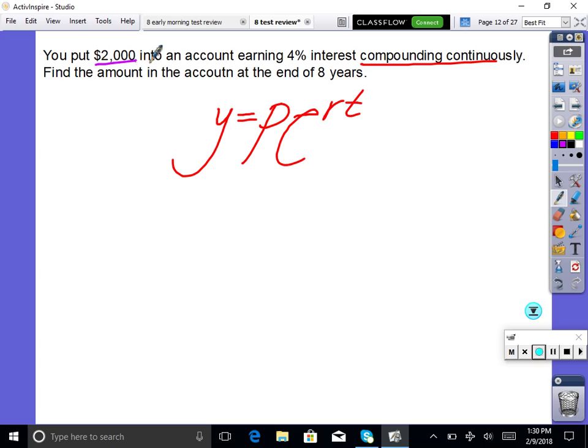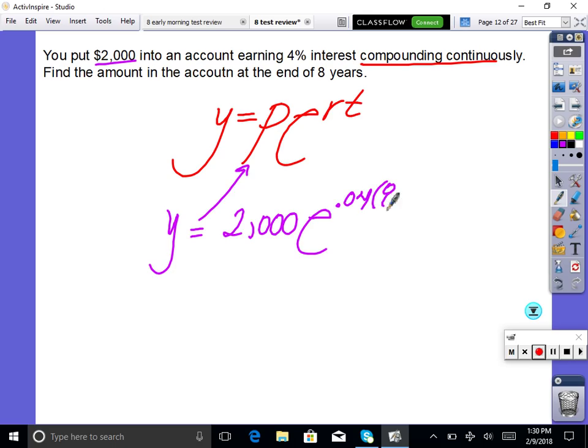You put $2,000 in, so that would be a 2,000 right there in this problem. We have y is equal to so far 2,000. e is e. Our interest rate is 0.04. And then it says, for a time of 8 years, how much money did you earn? So this one's easy. It's just calculate straight across. So when you type that into your calculator, you will get $2,754.26.